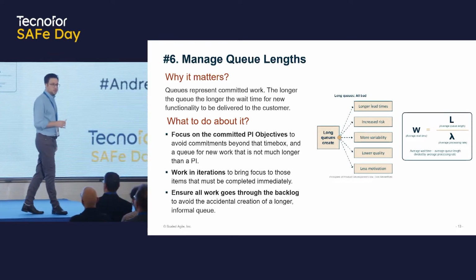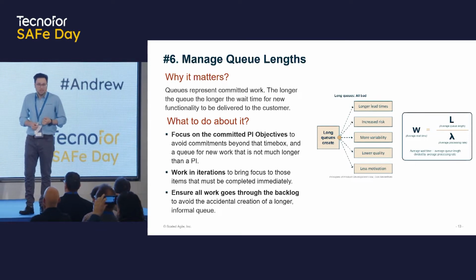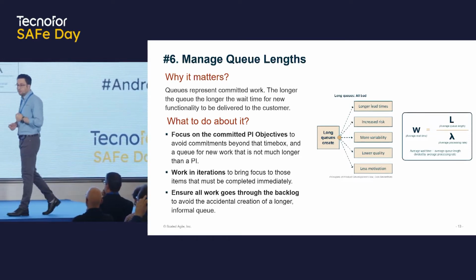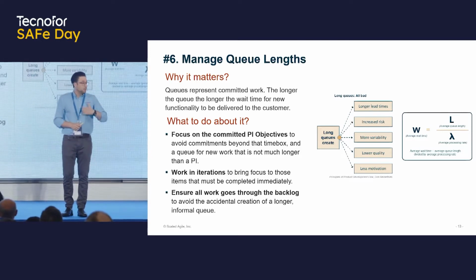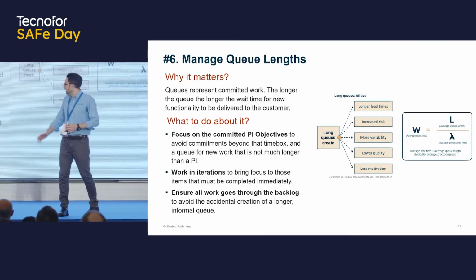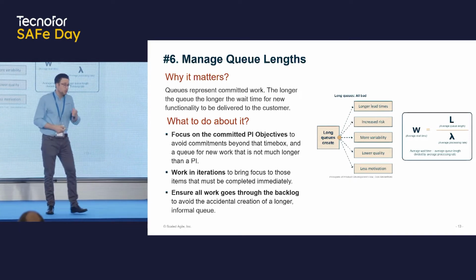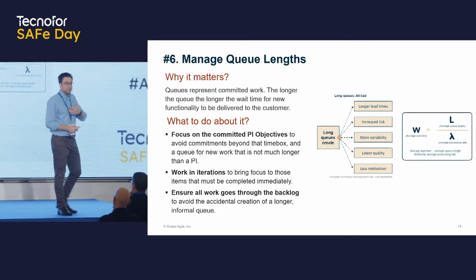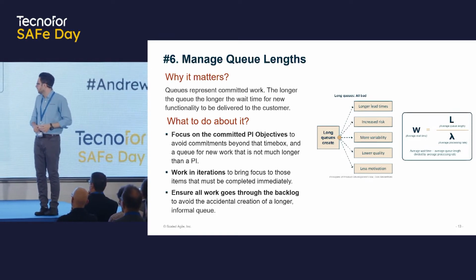When we talk about queues in SAFe, a queue is any amount of committed work. So we need to work very hard to make sure we never commit beyond the current PI. We make a commitment to our PI objectives, but beyond that, we're just forecasting. If we have too much commitment and the queues are too long, we lose our ability to be agile and be responsive to changes coming from our customers or business stakeholders.